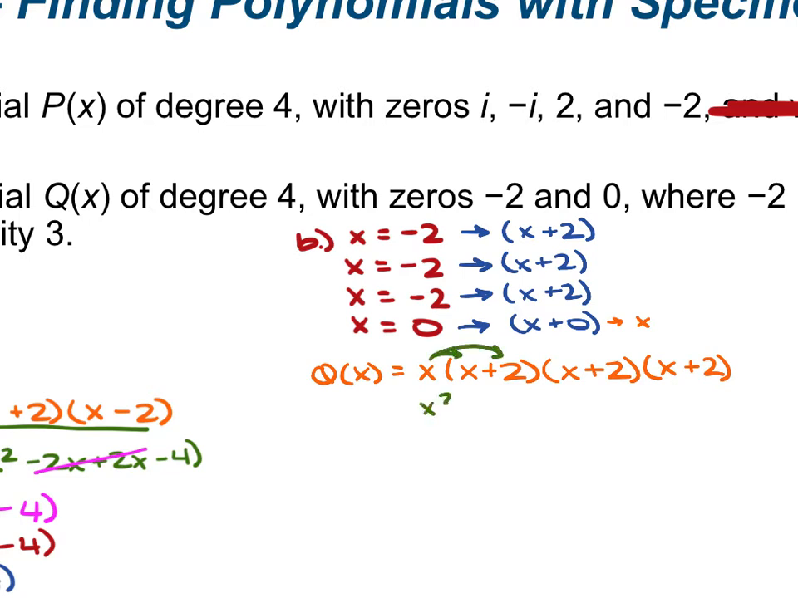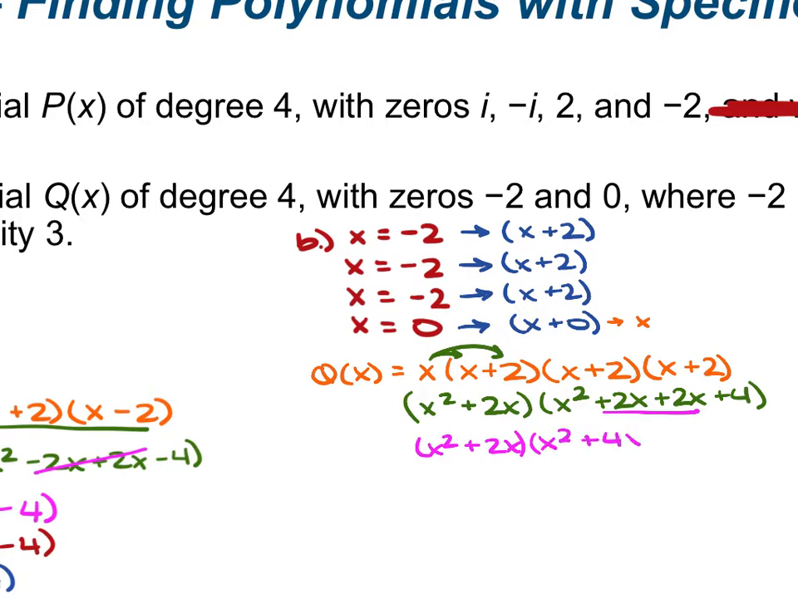We're going to have x squared plus 2x. And then for the x plus 2 times x plus 2, we're going to have x squared plus 2x plus 2x plus 4. Combine your like terms here in that polynomial, so that way we have x squared plus 2x times x squared plus 4x plus 4. From here, we're just going to keep multiplying.